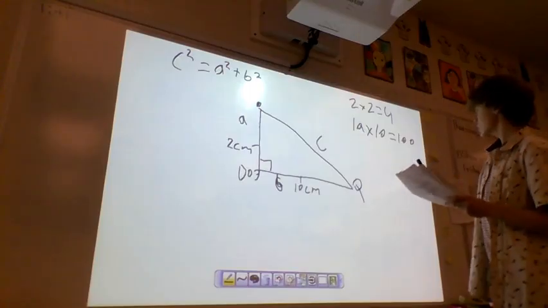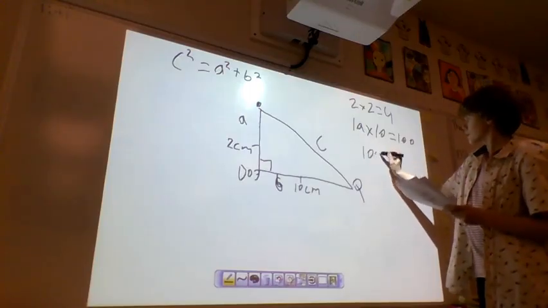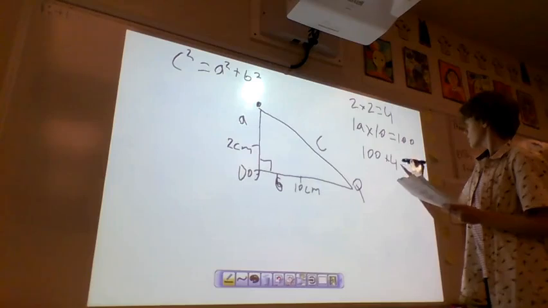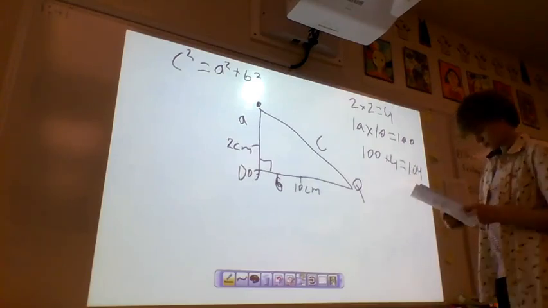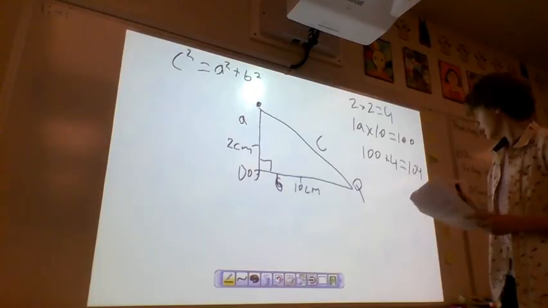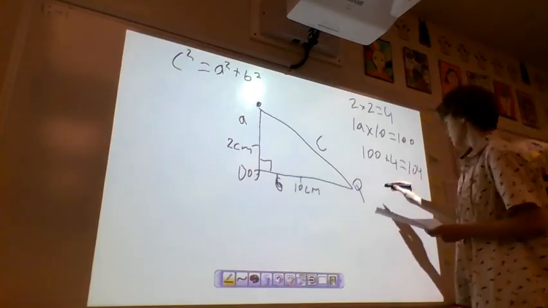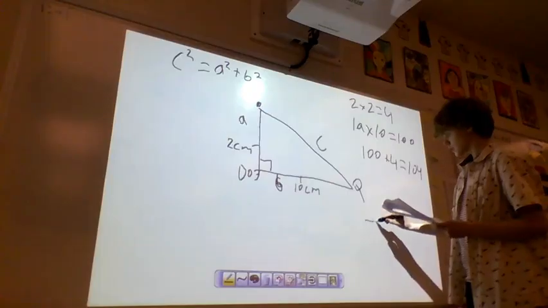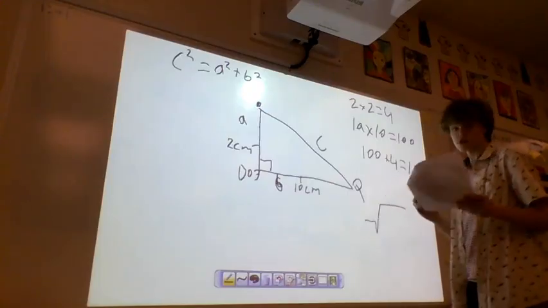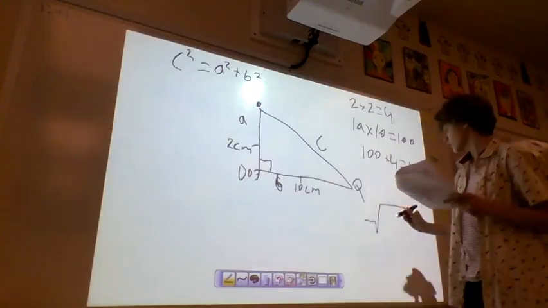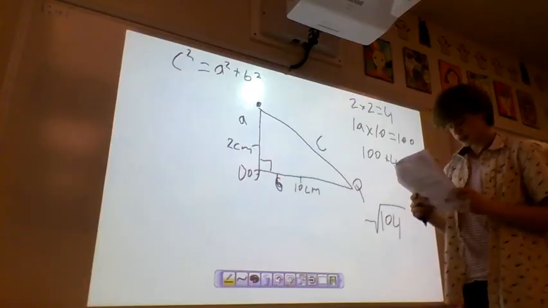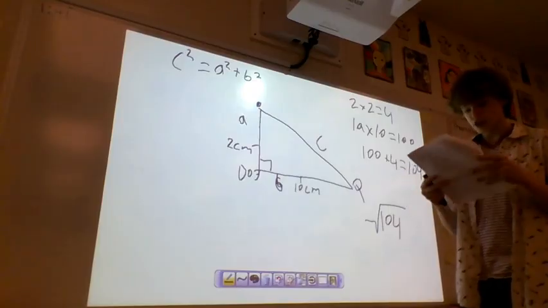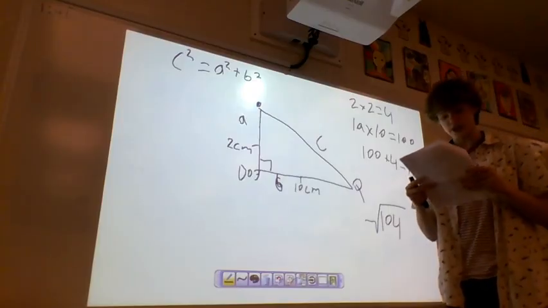Now we need to add those numbers together. So 100 plus 4 equals 104. Now, all we need to do is find the square root of 104. So, I'd recommend that you put that in your calculator right now, so you can follow along nice and easily. And it isn't a very pleasant number, I'm going to be honest.